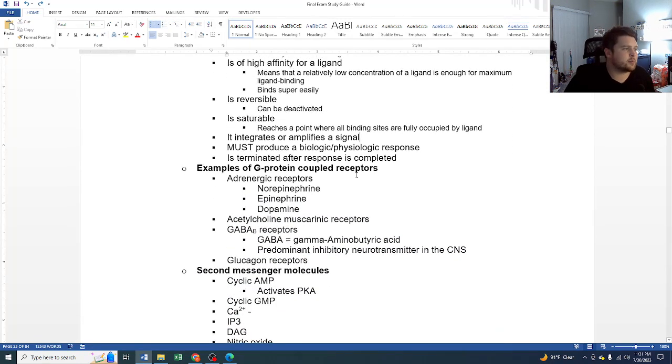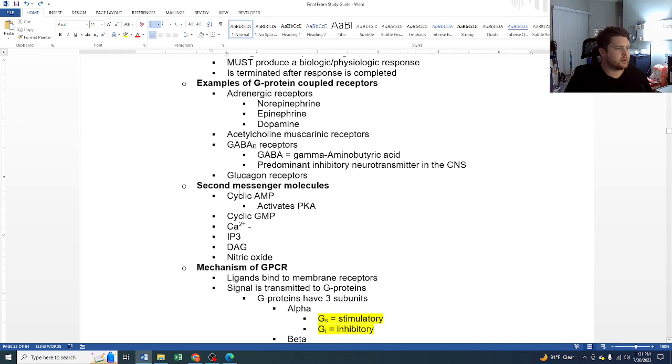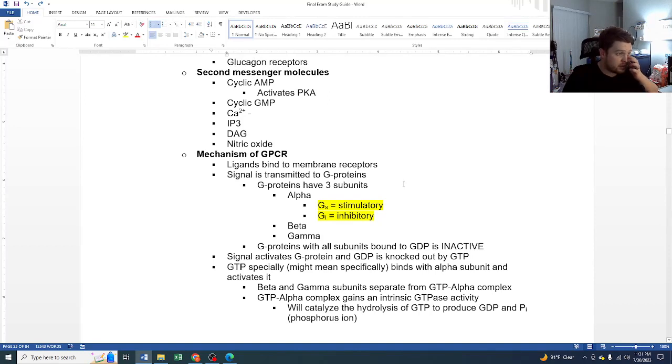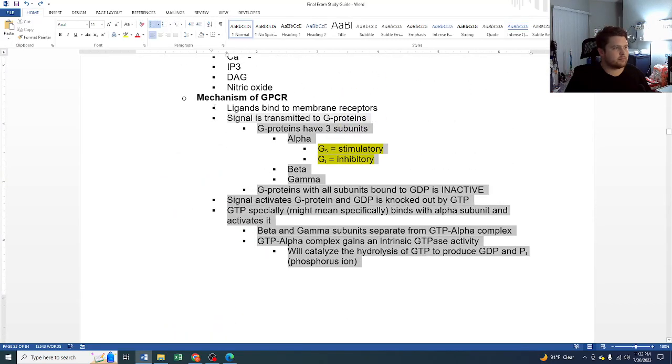Some examples of the G protein coupled receptors. We have adrenergic receptors such as norepinephrine, epinephrine, and dopamine. The acetylcholine muscarinic receptors, GABA receptors, and glucagon receptors are some of those G protein coupled receptors. We see our secondary messenger molecules again, which are listed above as well. The mechanism of GPCR: ligands bind to the membrane receptors, signals are transmitted to G proteins, which have 3 subunits. And this is again more of the same.